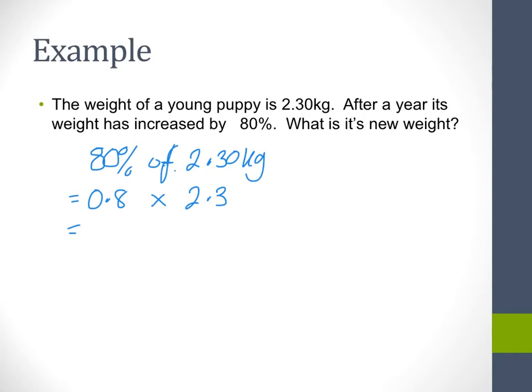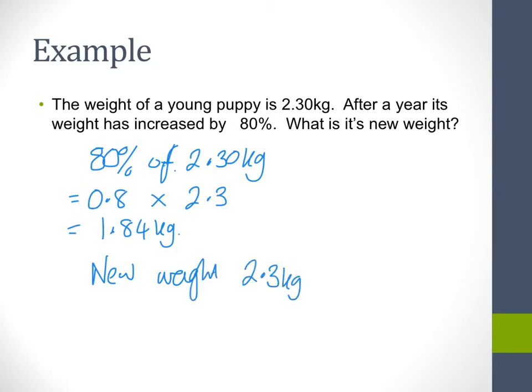Okay, so that will give me 1.84 kilograms. So the new weight, it's increased, the new weight of the puppy is going to be 2.3 kilograms plus an extra 1.84 kilograms, which will be 4.14 kilograms, which actually isn't very much after a year.